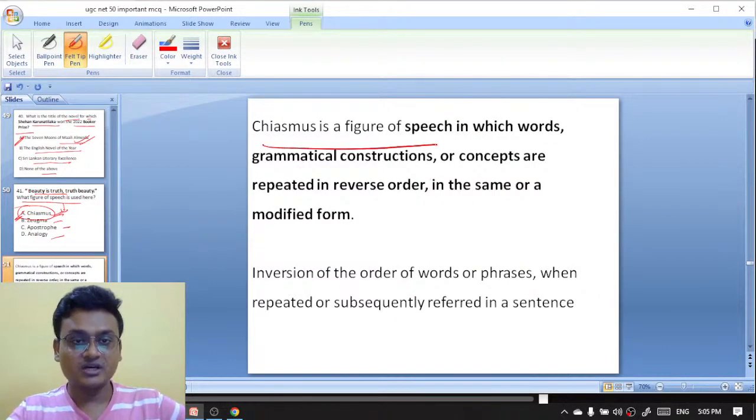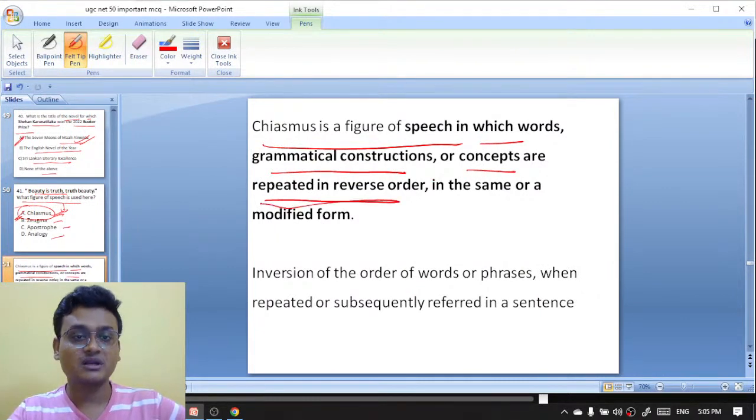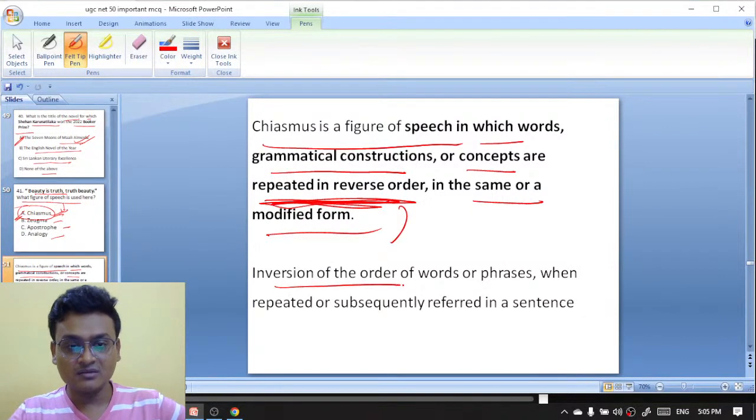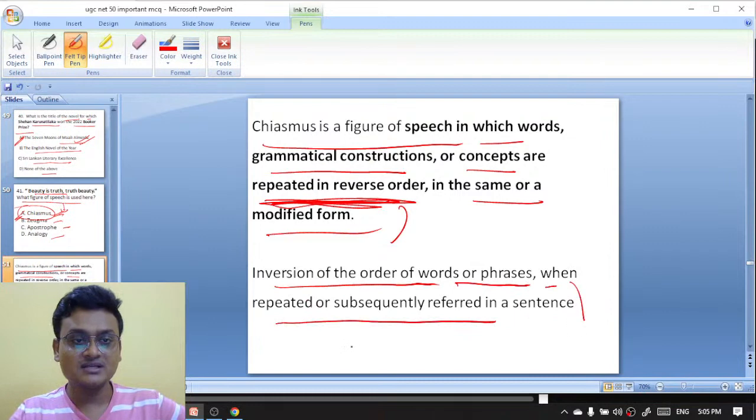Chiasmus is a figure of speech in which words, grammatical constructions or concepts are repeated in reverse order, in the same or modified form. Inversion of the order of words or phrases when repeated or subsequently referred to in a sentence is known as chiasmus.